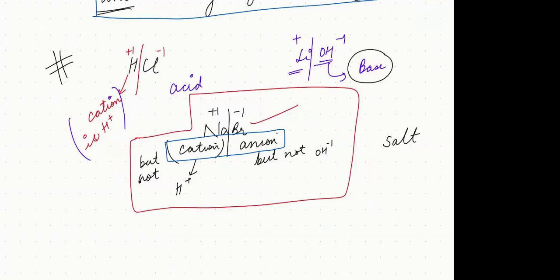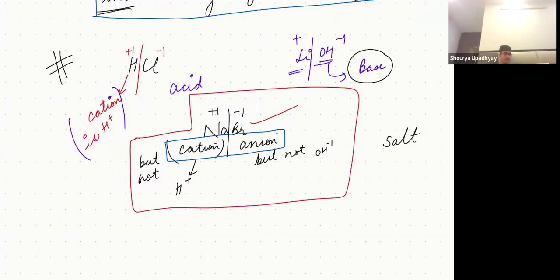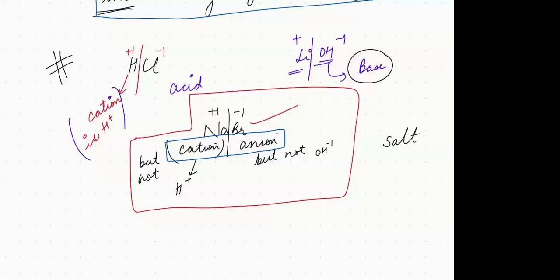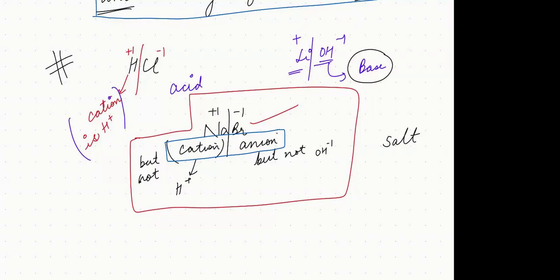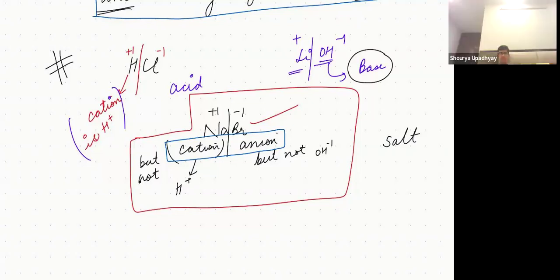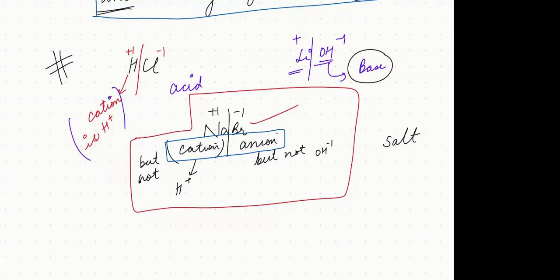Are displacement, double displacement, and precipitation reactions clear? Yes, ma'am. Have we done displacement reactions? Yes, ma'am. Have we done non-metal displacement reactions also? Yes, ma'am. The more reactive non-metal, like KCl plus O, will give me K2O plus Cl2. Right. So with this, we are done with the types of reactions.